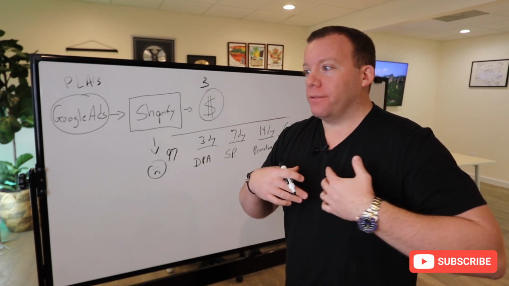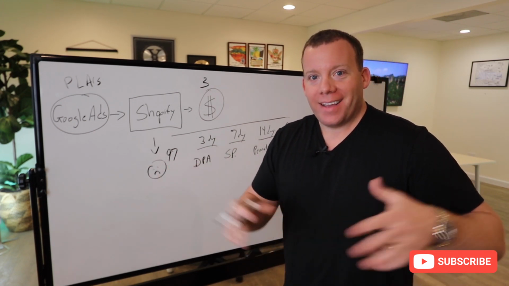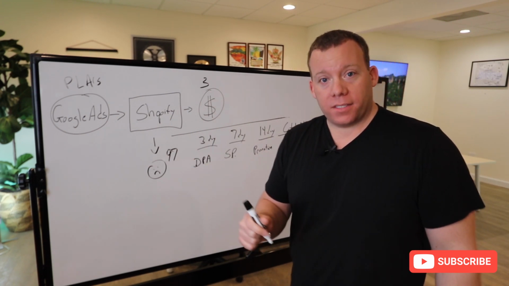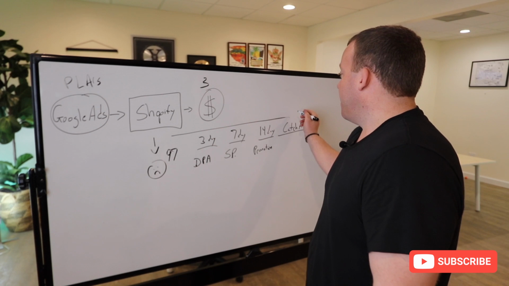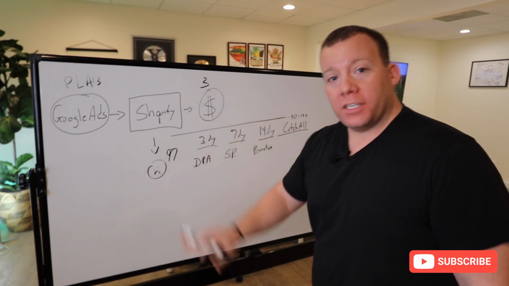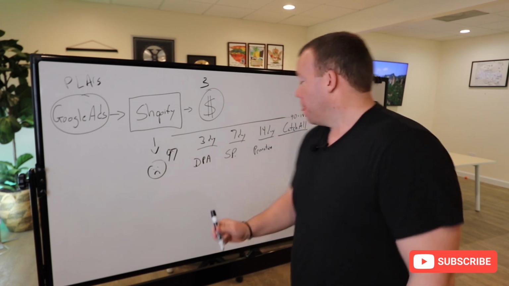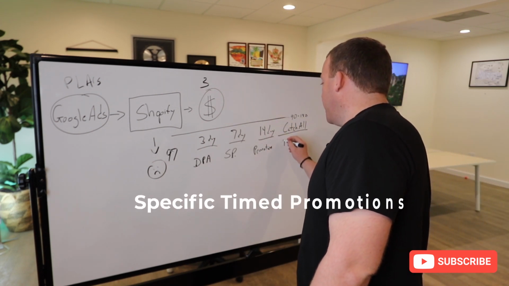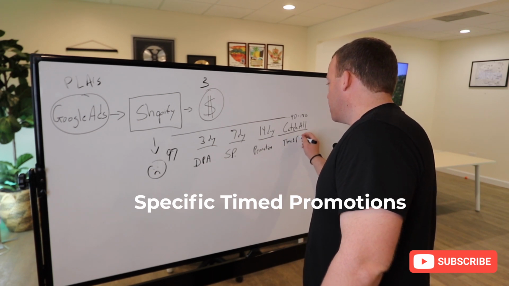But you don't just delete this data. You don't just totally forget about this person. Instead, they go into this catch-all audience. Again, you can build this as a 90-day audience, or you could build it as a 180-day audience, and it'll just be all of these website visitors that didn't purchase from you. And what we do with this audience is specific timed promotions, okay?